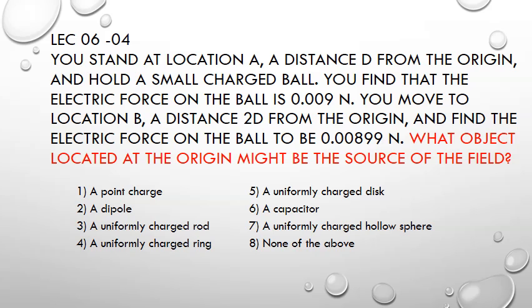Alright, here's another question. Again, you're standing at location A. You feel a force of 0.009 newtons on your charged ball. You move to a distance 2d from the origin, and you find the electric force on the ball is 0.00899 newtons. What object located at the origin might be the source of the field? Again, you've got to choose from these 8 answers. Again, pause the podcast, determine your answer, and then we'll come back and talk about how to find the answer.